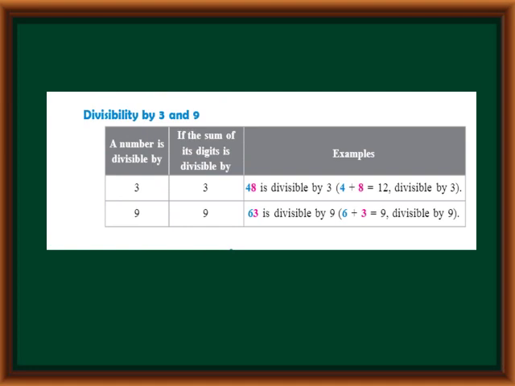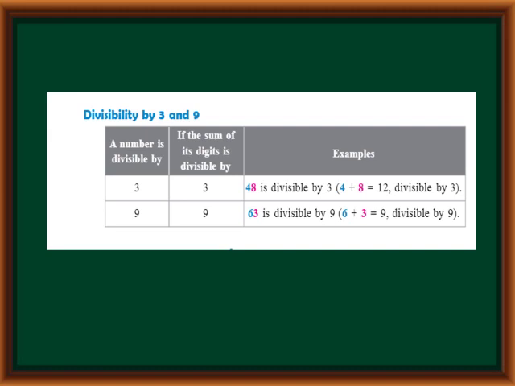Next, we will see the rules for divisibility by 3 and 9. A number is divisible by 3 if the sum of its digits is divisible by 3. For example, 48. Sum of the digits means 4 plus 8. When you add 4 and 8, you get 12. So, you should see whether this number is divisible by 3. As 12 is a multiple of 3, 48 is divisible by 3.